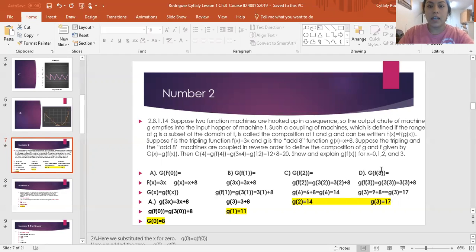Then we go to D. We're going to substitute f of 3. So we do 3 times 3, which is 9, plus 8, which will give us 17. So we just multiply and we replace the function of f of x with whatever the new value is for x, as you can see.